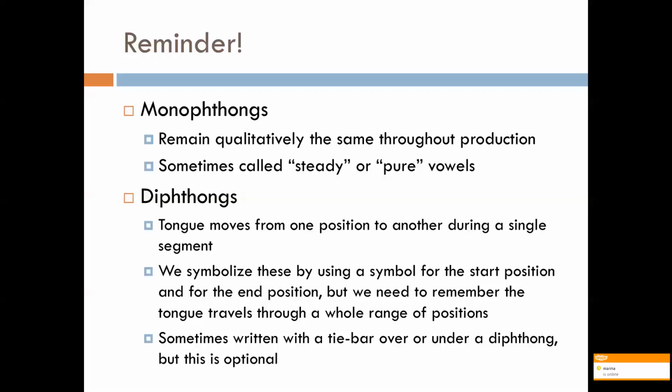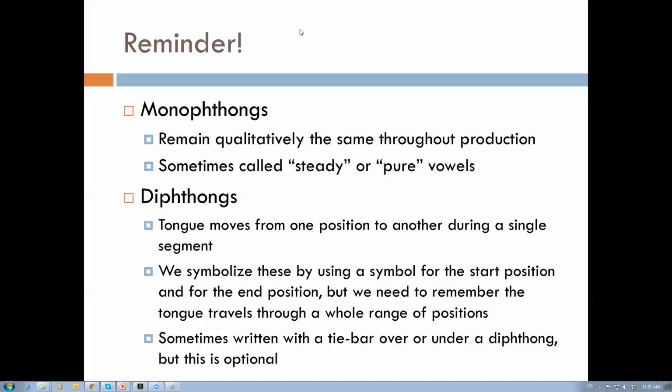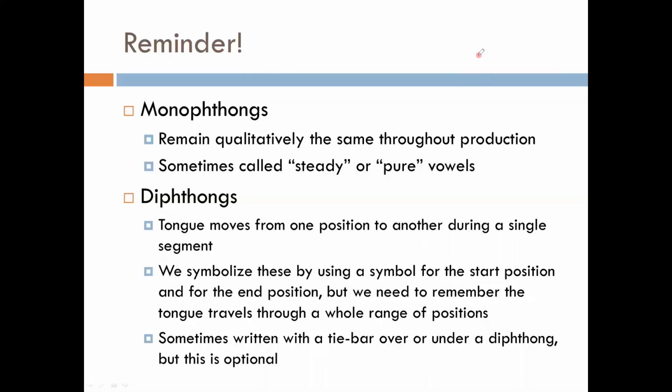You can write these symbols with a little tie bar, which would look like a little rainbow type shape over those two symbols, but that's totally optional. It does not matter how you write it for me, as long as I can tell the diphthong that you are writing. It's more important to get the symbols right than anything else.